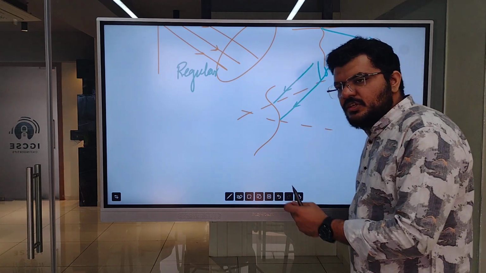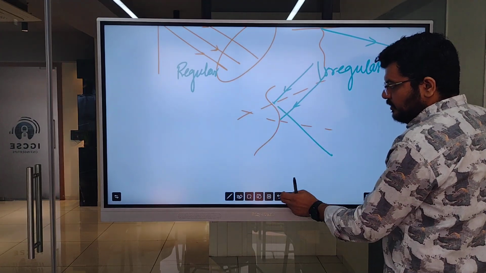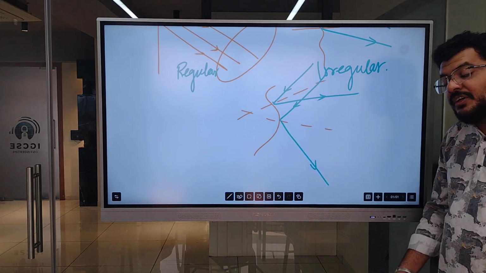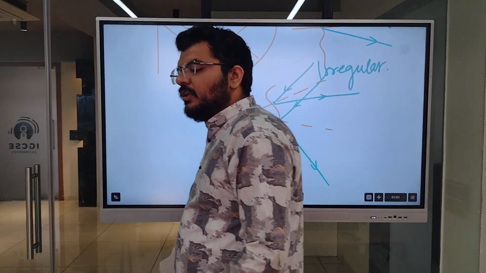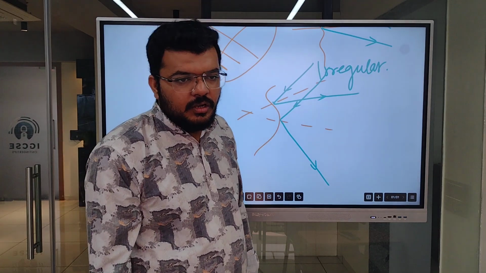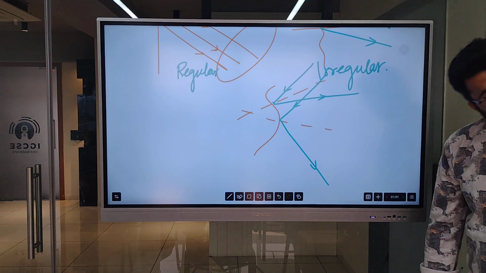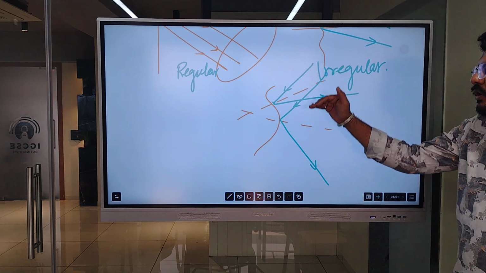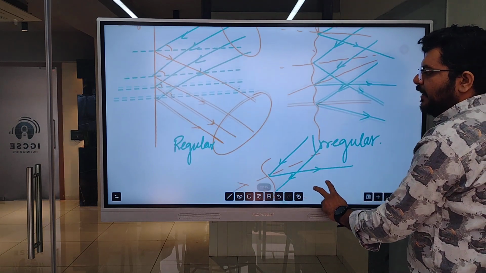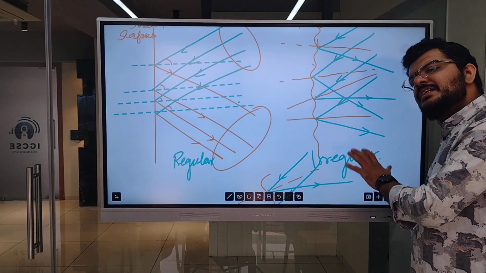So two rays of light that are parallel before reflection will become non-parallel after reflection, even if both the rays obey the law of reflection. They will not remain parallel once they are reflected. Why? Because their normals are not parallel to each other. Makes sense? This type of reflection where they stay parallel is known as regular reflection. This type of reflection is irregular reflection.